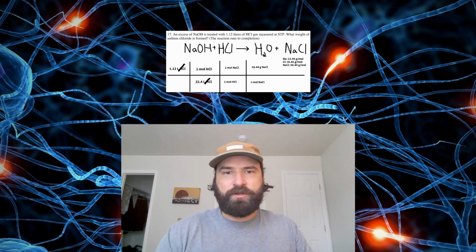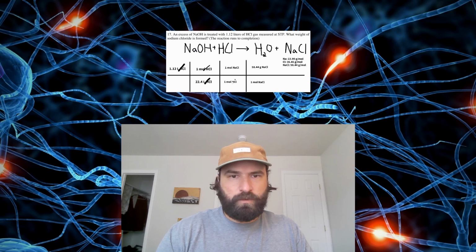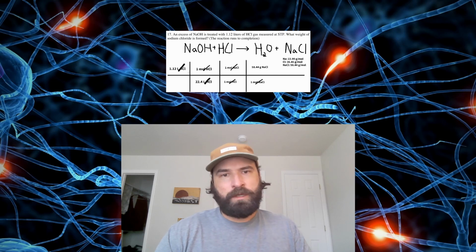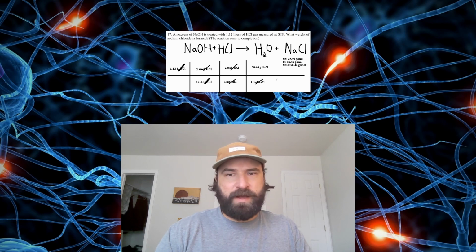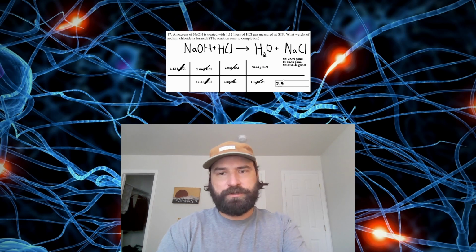Now we've arrived at our unit that we were looking for. All the other units are canceling. Moles HCl canceling out. Moles NaCl canceling out. Now we can just multiply the tops, divide by the bottoms. When all is said and done, we get 2.92 grams NaCl.